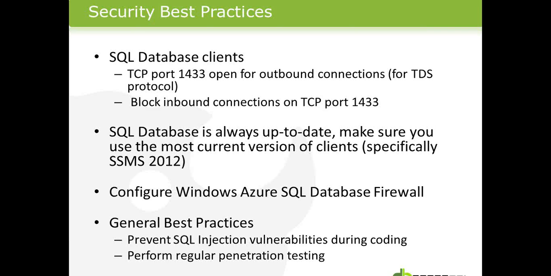So in terms of SQL Database clients, SQL Database on Windows Azure runs only on port 1433. So you must have this port open for outbound connections for the TDS protocol. The TDS protocol is the TCP-based protocol that is used by Microsoft SQL Server. It stands for Tabular Data Stream. So you must open port 1433 on every client application accessing SQL Database. But what you want to do at the same time is to block any inbound connections on that port.